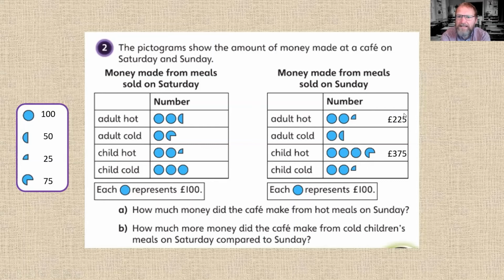Now, if we add these together, I know that 25 plus 75 is 100. 100, 200, 300, 400, 500, 600. So that's 600 altogether.